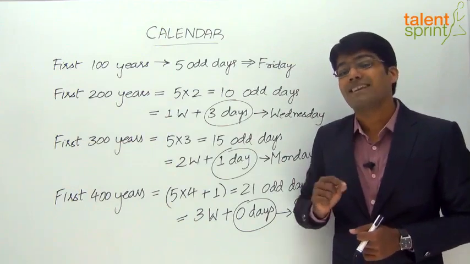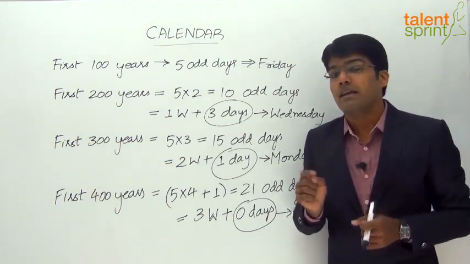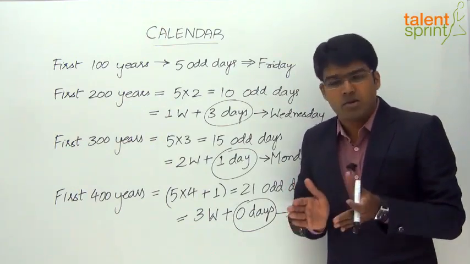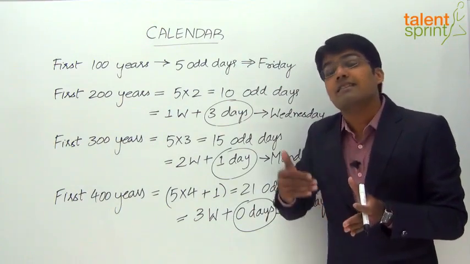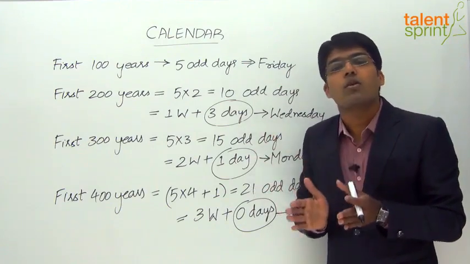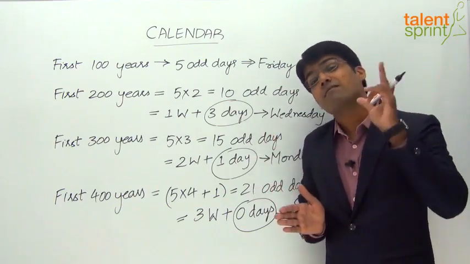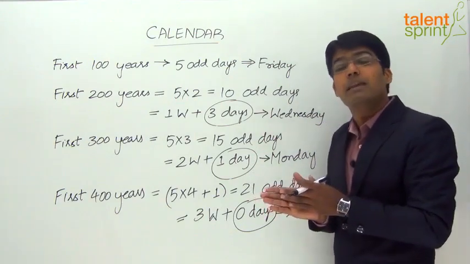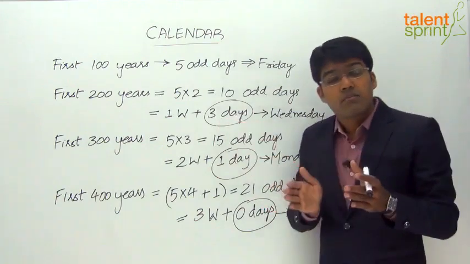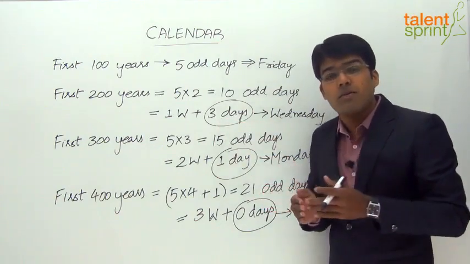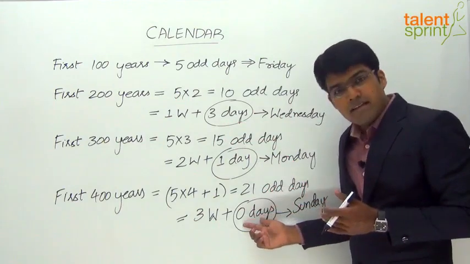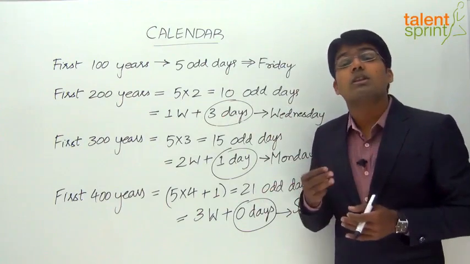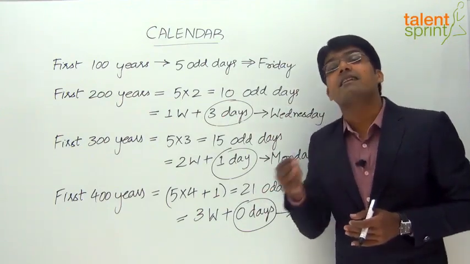What will be the number of odd days in the 6th century? Understand, the number of odd days in the 6th century will be 5 again, because for every century where the century year is not a leap year, the total number of odd days will be 5. But starting from our reference point, the number of odd days in the first 600 years will be only 3, because it will be equal to the number of odd days in the first 400 years plus the number of odd days in 200 years, which is 3. So 0 plus 3 is 3. So the total number of odd days in the first 600 years is 3.